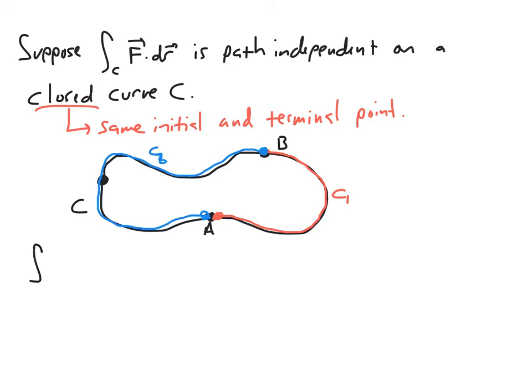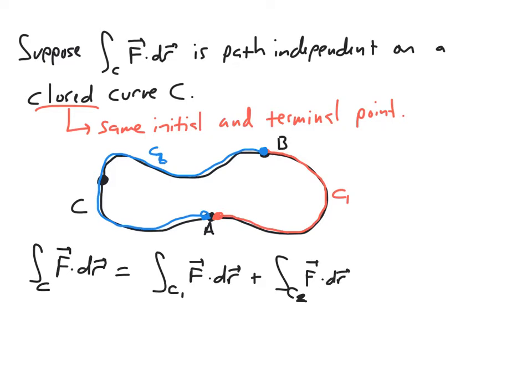So now if we try to compute the integral over the entire closed curve C of the vector field f, the first thing is we can see, because of how we've broken this curve up, this is simply the line integral over C1 plus the line integral over C2, because we can just follow path or curve C1 and then follow curve C2, and that makes up all of curve C.